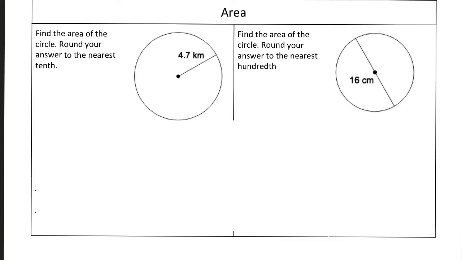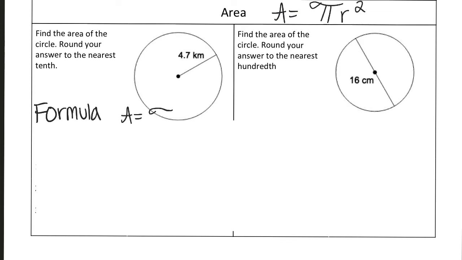Okay, our next two problems are over area. So I'm going to go back to my formula sheet real quick and find the formula for that. So the area is pi times the radius squared. So, write our formula. A equals pi times the radius squared.